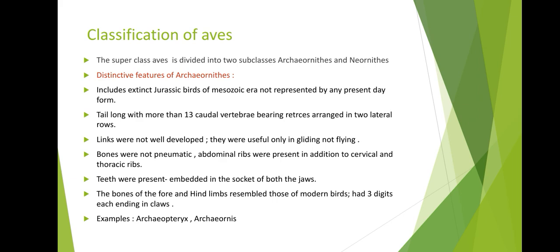Present day birds have pneumatic bones, whereas Archaeornithes do not have pneumatic bones. Abdominal ribs were present in addition to the cervical and thoracic ribs. Teeth were present, embedded in sockets. The bones of fore and hind limbs resembled those of modern birds, with three digits each ending in claws. Examples of Archaeornithes are Archaeopteryx and Archaeornis.